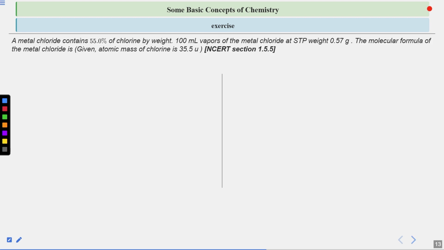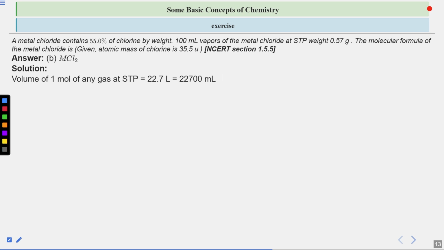Let's see how we'll solve it using this. Correct answer will be B, which is MCl2. This is the formula for the metal chloride. Now, we know that the volume of 1 mole of any gas at STP is 22.4 liter. Or we can write the same thing as 22400 milliliter. So this is the volume of 1 mole of any gas at STP.